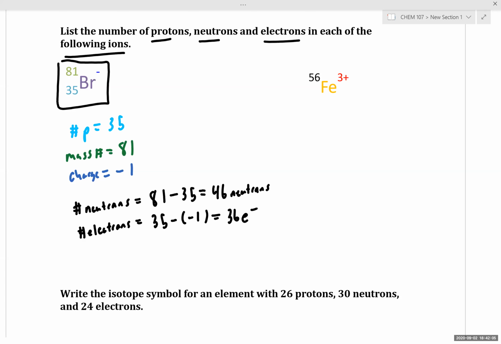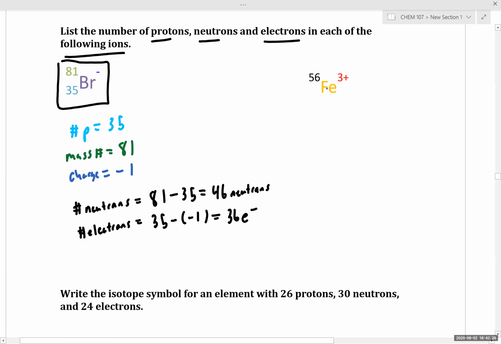I have a question. So whenever there's just a negative and no number on there, it's just automatically a -1? Yes. So in general, we don't write the number 1 or 0 in isotope notation to avoid redundancy. So if you just see a negative sign, that's implying a charge of -1. Got it. Thank you.